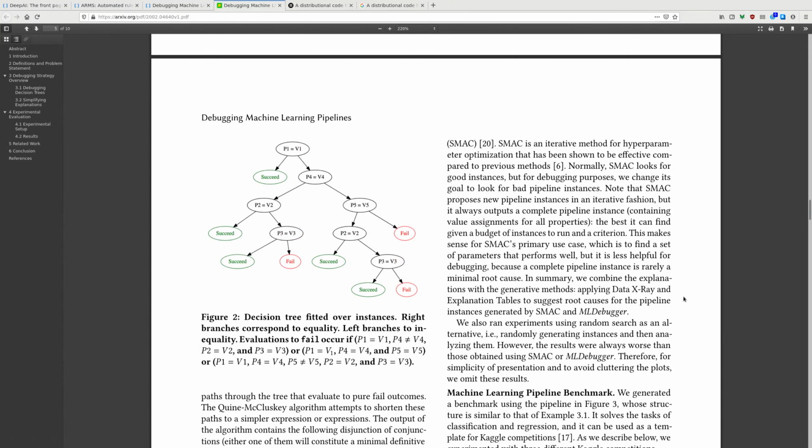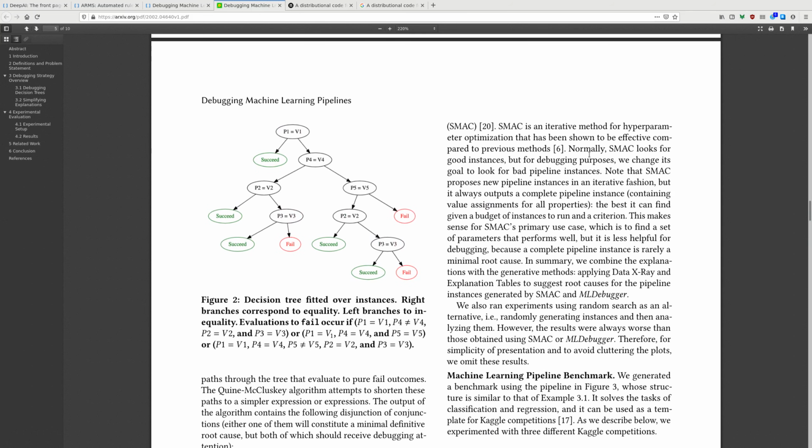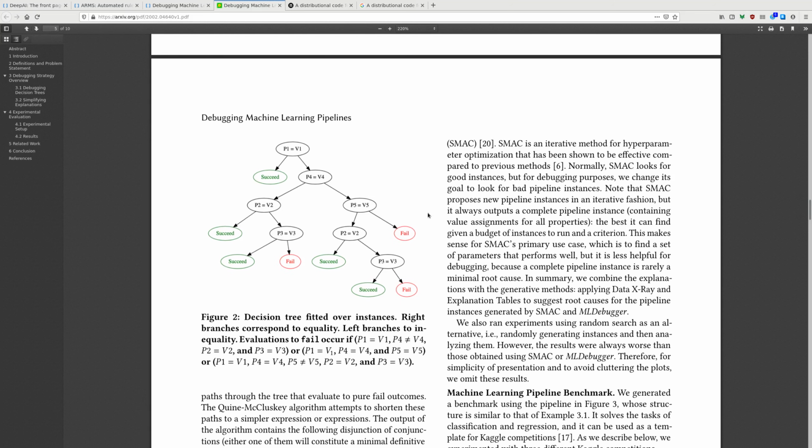SMAC is an iterative method for hyperparameter optimization that has been shown effective compared to previous methods. Normally, SMAC looks for good instances, but for debugging purposes, we change its goal to look for bad pipeline instances. Note that SMAC proposes new pipeline instances in an iterative fashion, but it always outputs complete instances. Sequential model-based algorithm configuration.